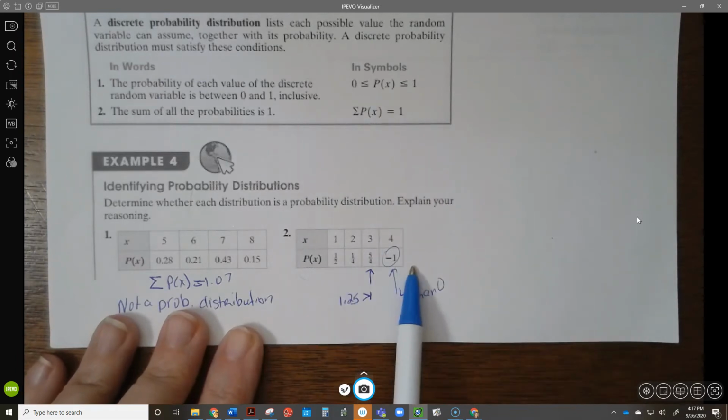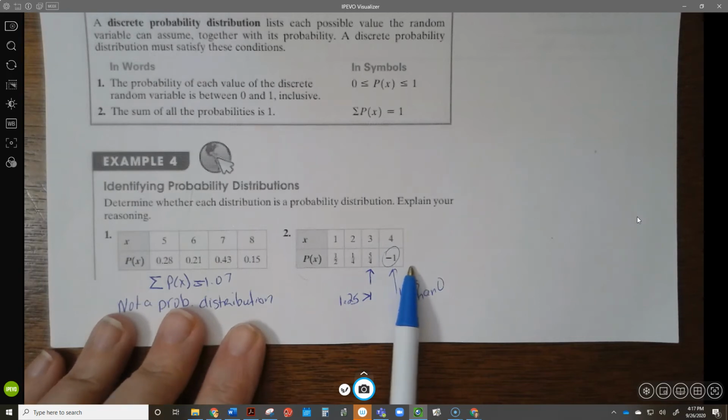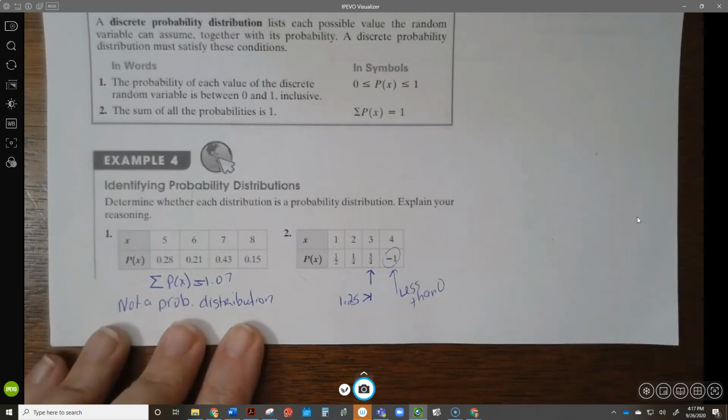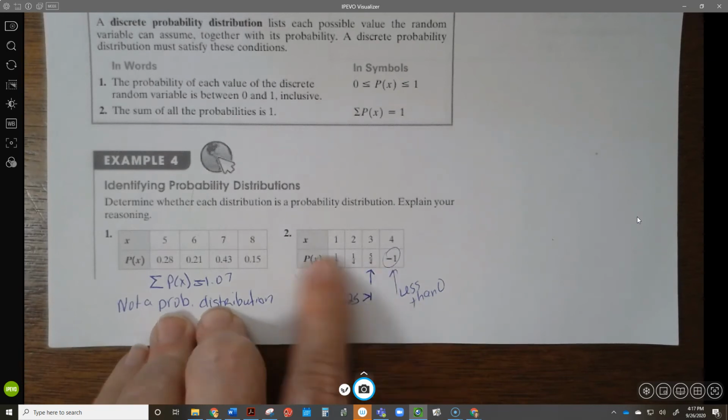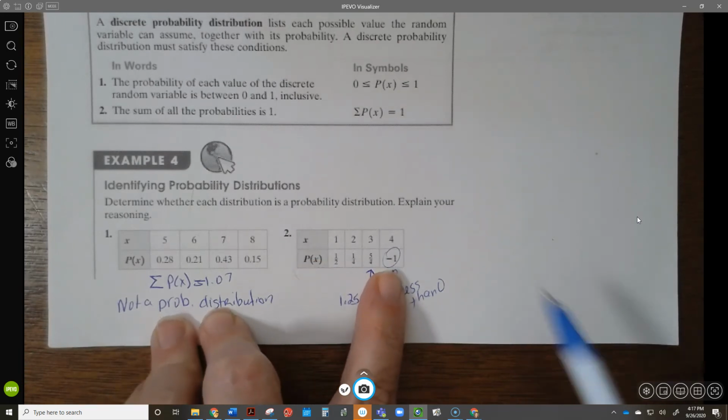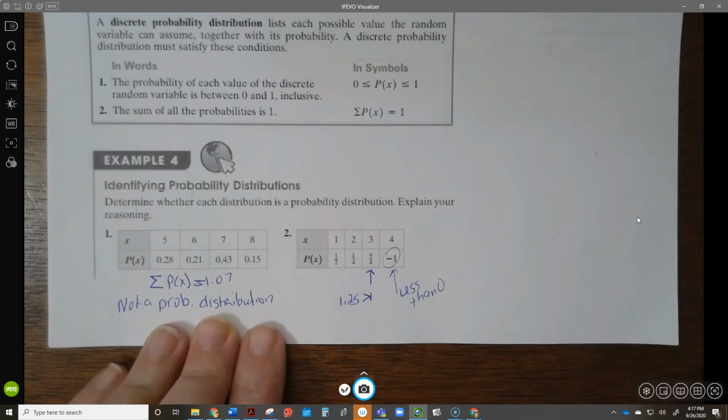Now, this probability distribution may add together to be 1. I don't know. I believe it does. If you add all those up, I think you do get 1. But remember, both conditions have to be met.